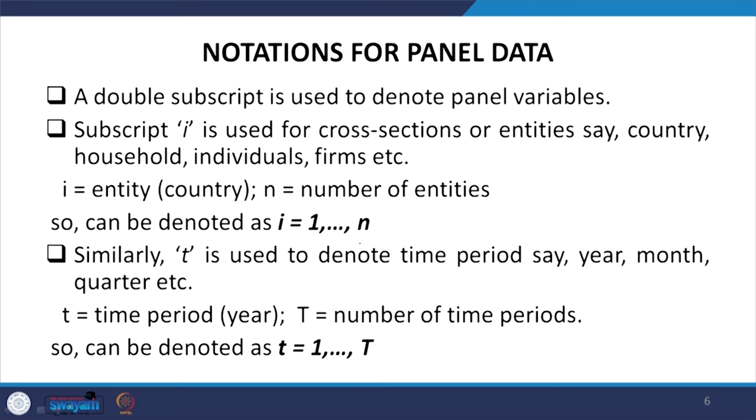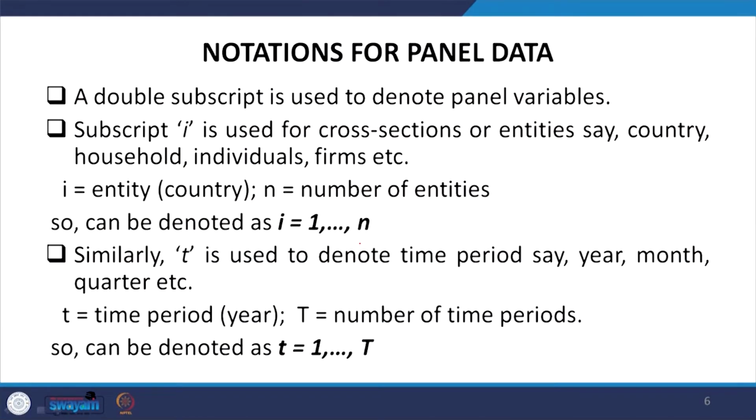A double subscript is used, but in case of cross sectional, since time was not there, the subscript is only i, the t component is not there. So, here double subscript, one for the cross sectional observation and another for the time component. Okay. So, subscript i is used for cross sections or entities, say maybe country, household, individual or firm, whereas in our example we will discuss country or firm, and n in this case is the number of entities. So, this can be noted as i varies from 1 to n.